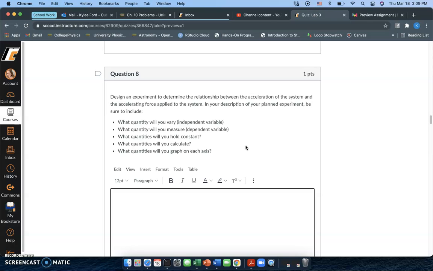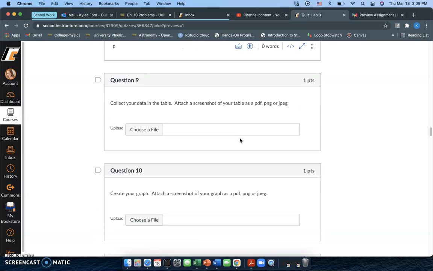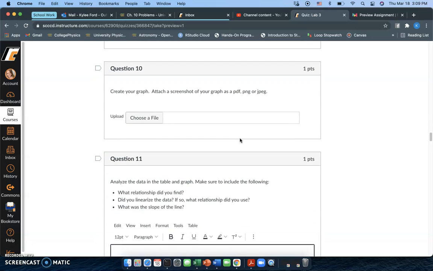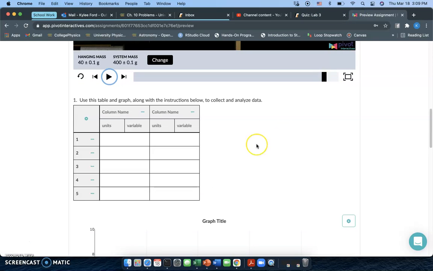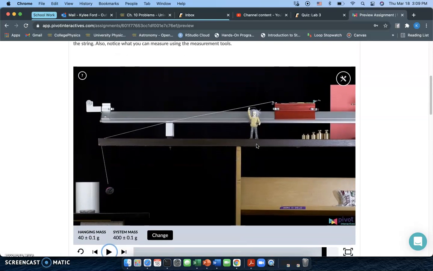You can put down what quantity you'll vary, what you'll measure, what quantities you'll hold constant, what you want to calculate, and so forth. Then from there you will collect all of that data, create a graph, and then analyze your graph. Think about what you would want to write down in terms of figuring out the force that's being applied as well as the acceleration of this object.